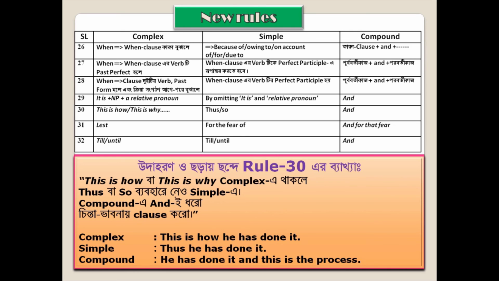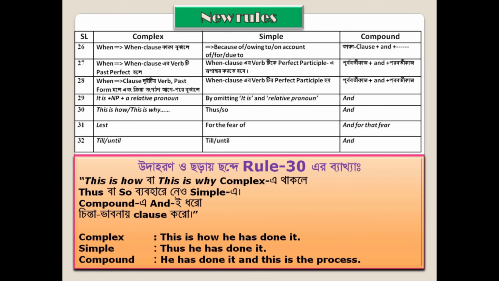For example, complex: This is how he has done it. Simple: That he has done it. Compound: He has done it, and this is the process.